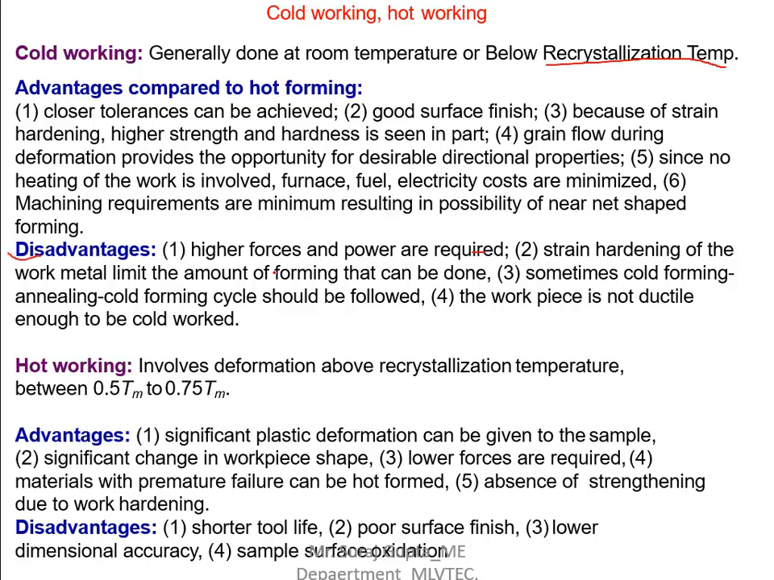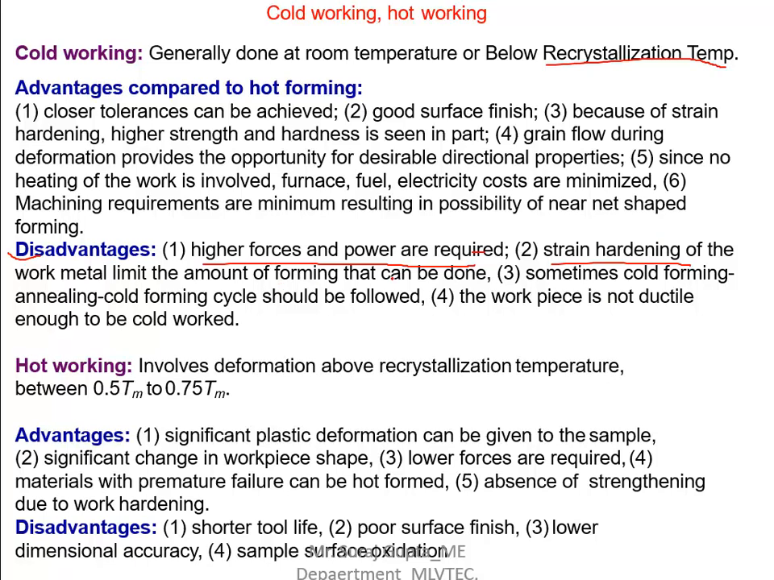The disadvantages are that higher forces and power are required. Why? Because the temperature is low in case of the cold working process, so the material is not softer, so higher forces are required to deform that material. Second is strain hardening of the work metal limits the amount of forming that can be done, meaning that we cannot achieve that much deformation on the material in case of cold working.